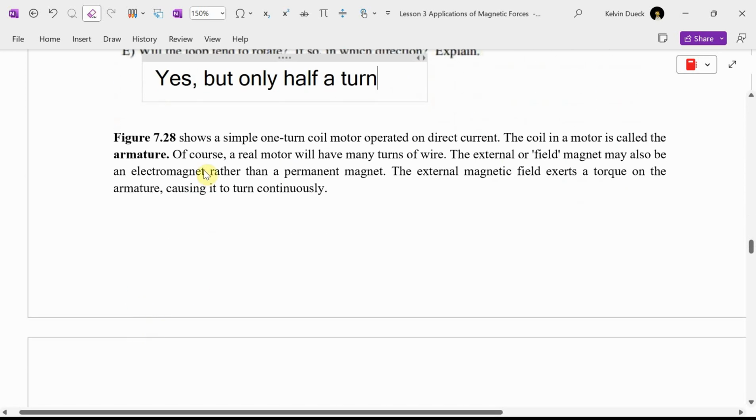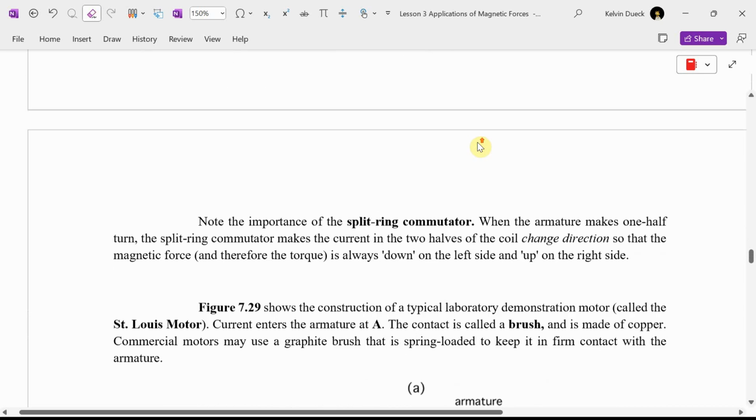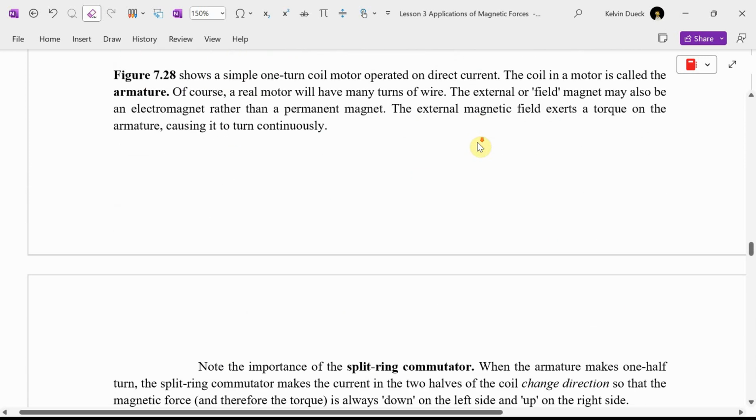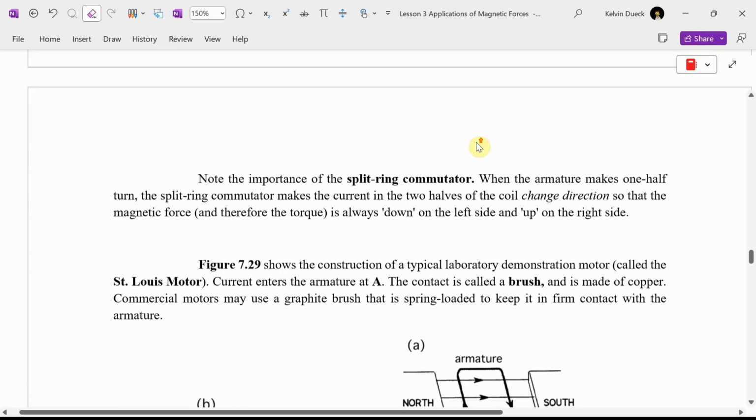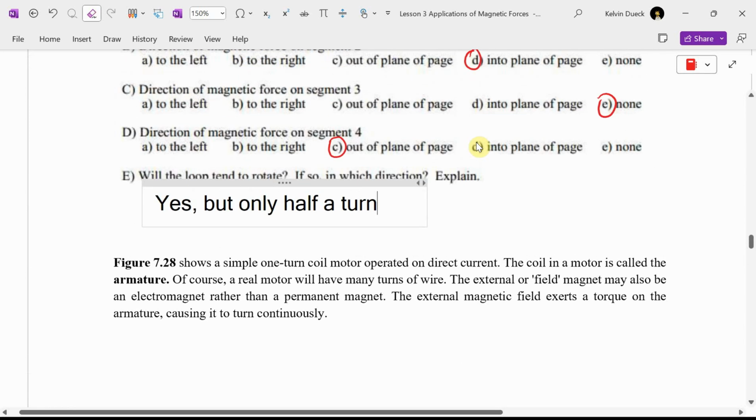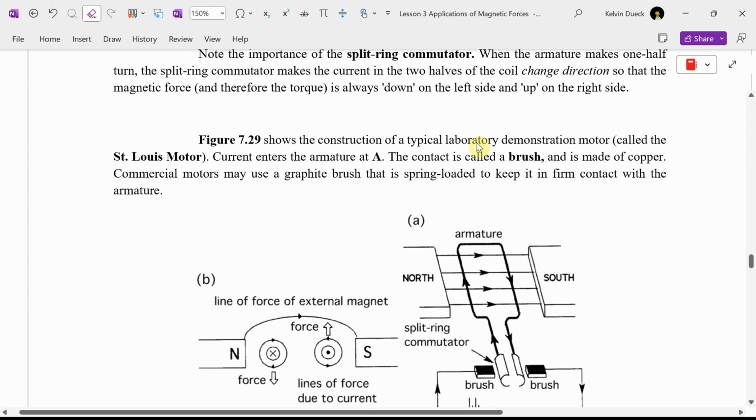So figure 7.28 shows a simple one-turn motor operated on direct current. You all want to turn the page, I think. Okay. You know what? Figure 7.28 has vanished, but I have figure 7.29. What we do, so here's a side view. Let's look at this motor here. Let's use mine as our analog, not your paper.